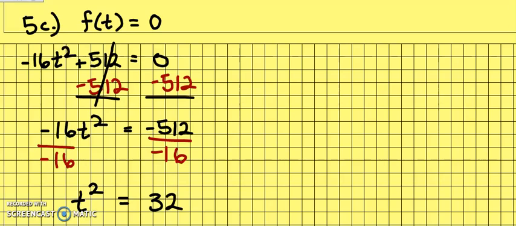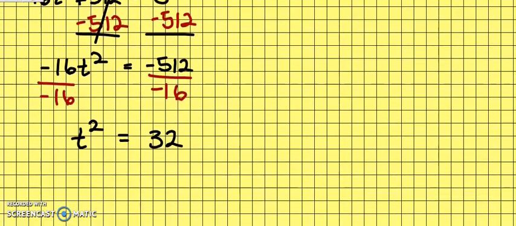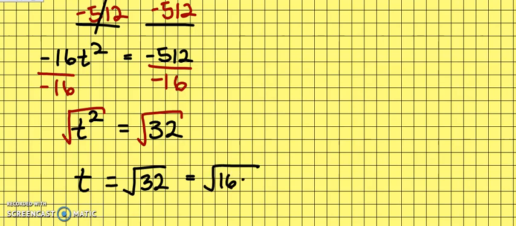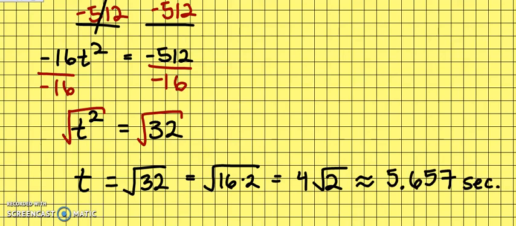And we'll get t squared is equal to positive 32. And then we can take the square root of both sides. Now the square root of 32 can be simplified. That's 16 times 2, which is 4 radical 2. But regardless whether you simplify or not, that is approximately 5.657 seconds. Highlight your answer, and we're done with part C.